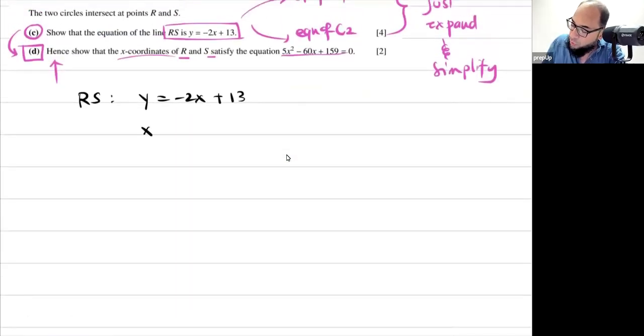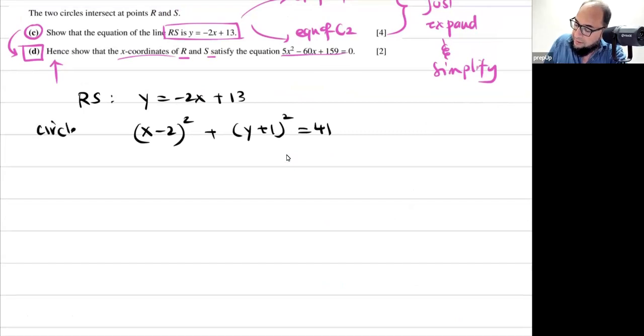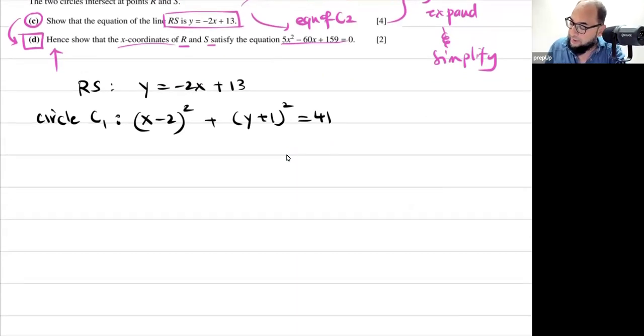(x − 2)² + (y + 1)² = 41. This is the circle C1 equation. Now just expand and simplify, and you should get this. So therefore, I'll write (x − 2)², and instead of y, I'll write −2x + 13.